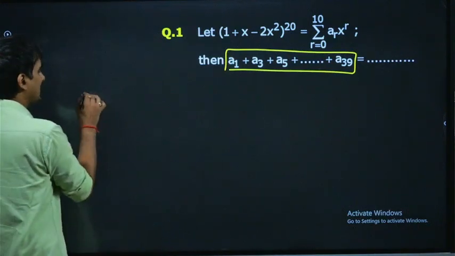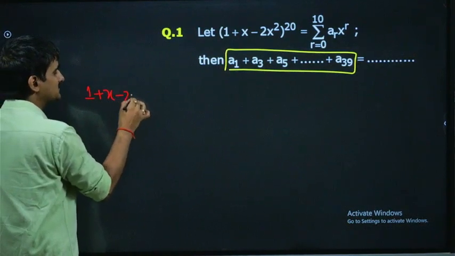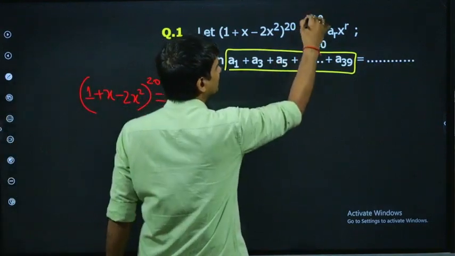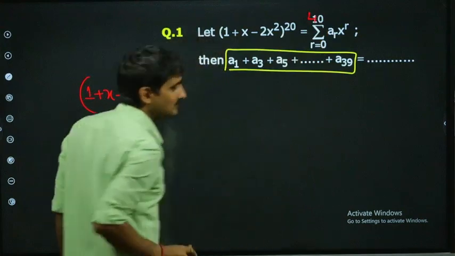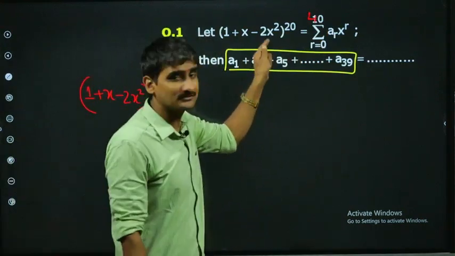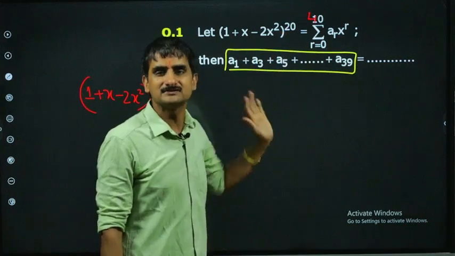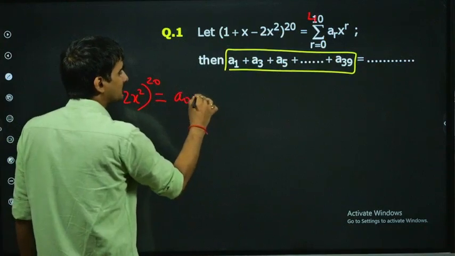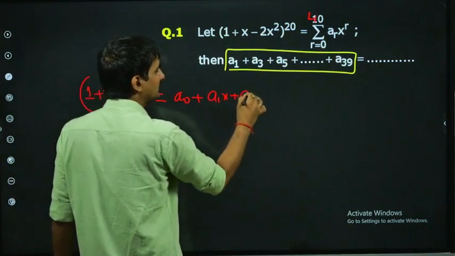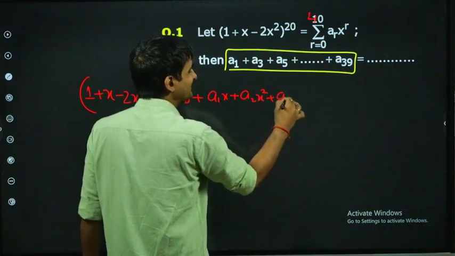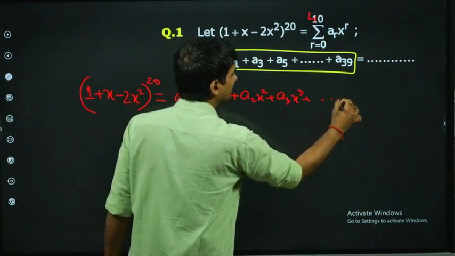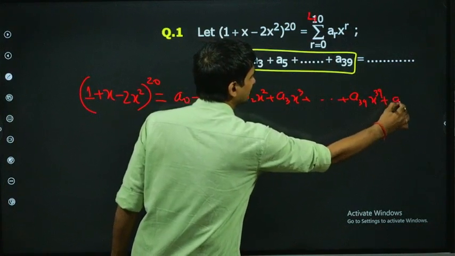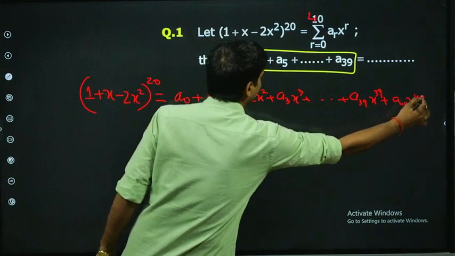So to start with, I will of course open the summation sign. It's given that this is part 20, summation r goes from, I am sorry, this should be 40, because the highest degree in the expansion will be x to the power 40. So it's a0 plus a1 times x plus a2 times x square plus a3 times x cube, dot dot, a39 times x raised to power 39, and the last one will be a40 x raised to power 40.